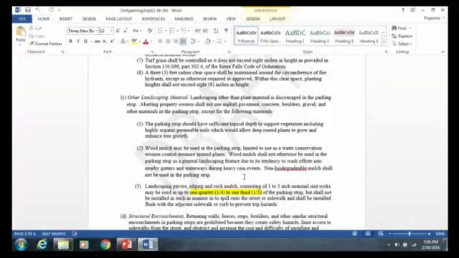The last thing is landscaping pavers, edging, and rock mulch. Basically, we call this the hardscaping. We want to see the rock to be the 1 to 3 inch nominal size rocks. And this is where we're really asking the public for their input on this.